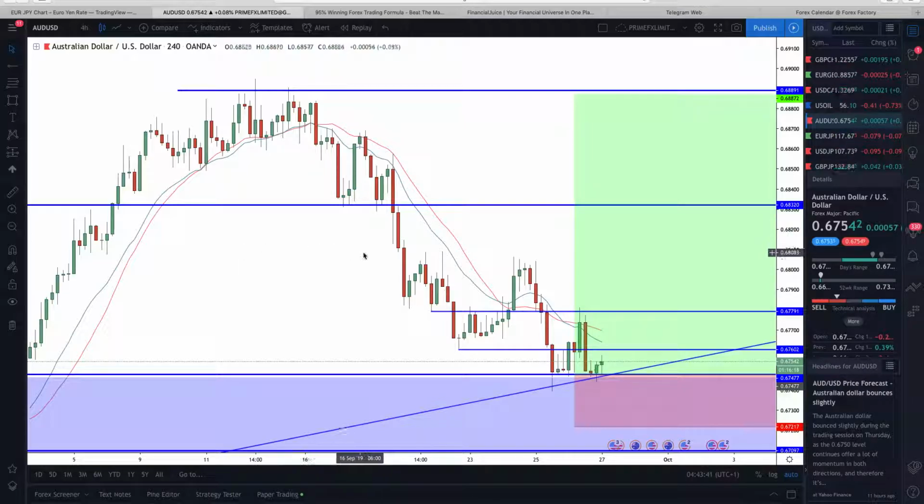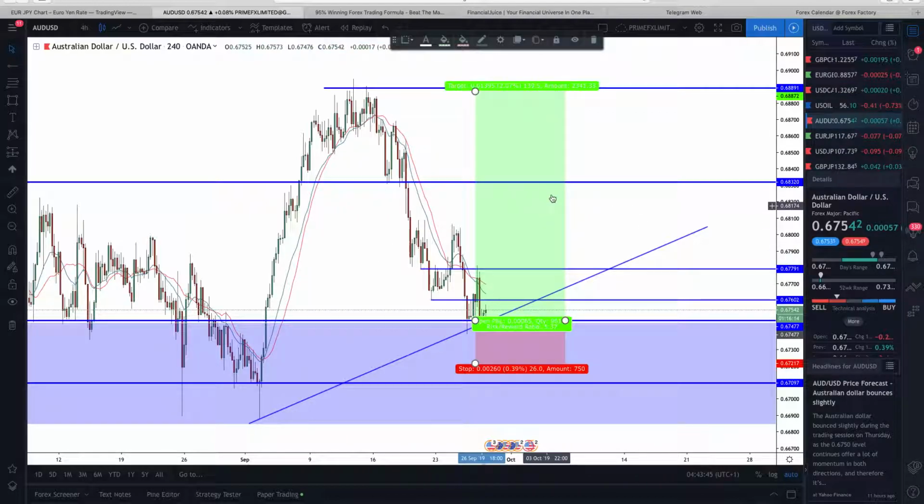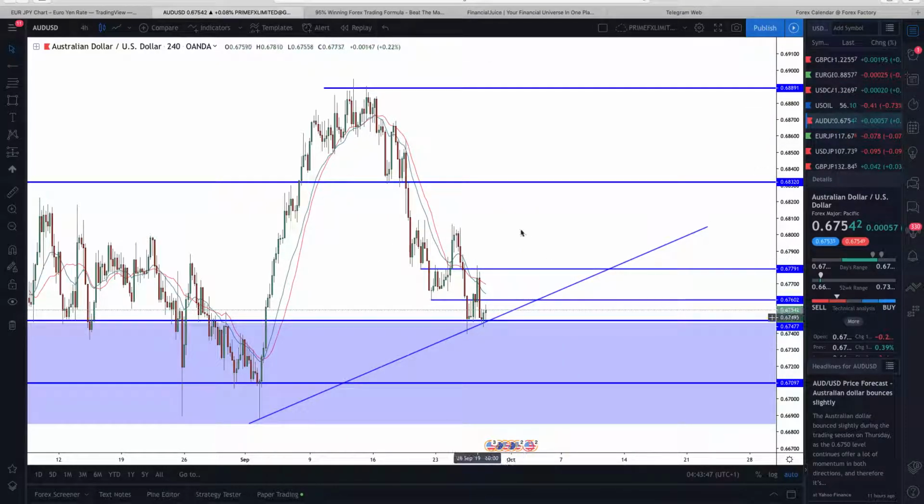The Australian dollar doesn't seem to be stronger than the dollar itself, so I am going to be keeping a close eye to see whether it's this week or next week we're going to get this massive push to the upside. Apart from that, guys, I hope you enjoyed this morning watch list.